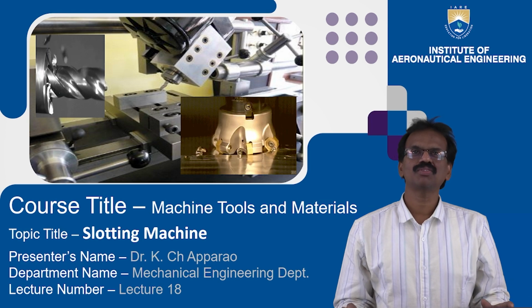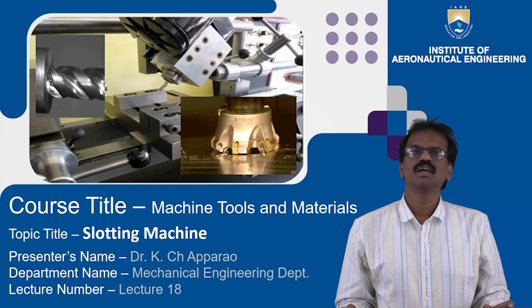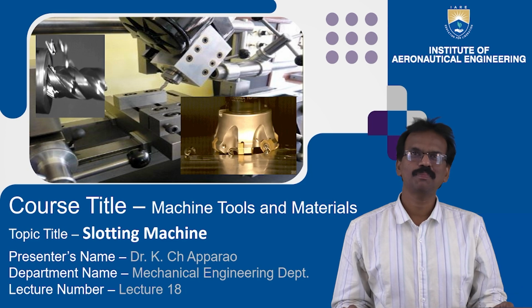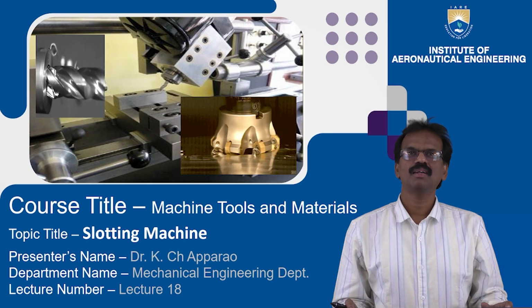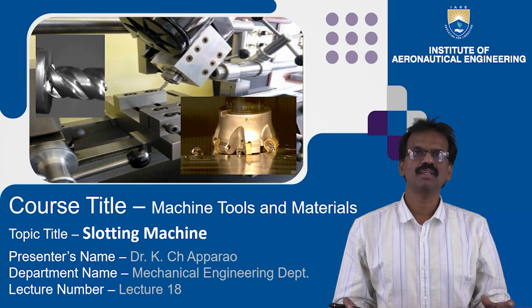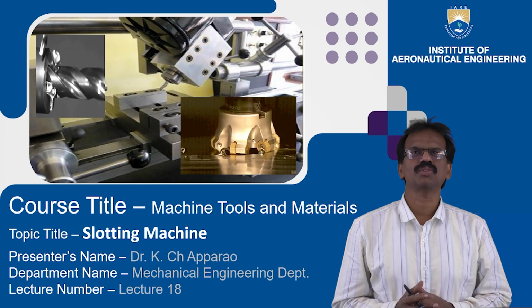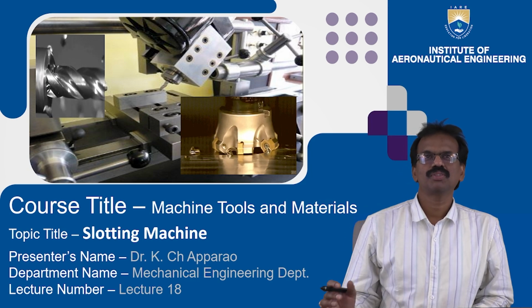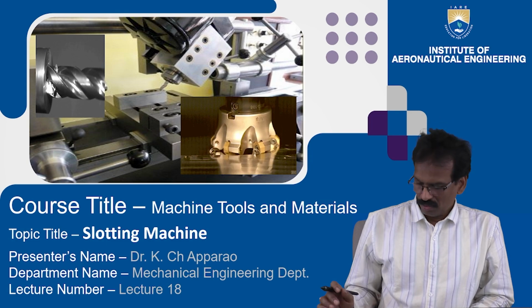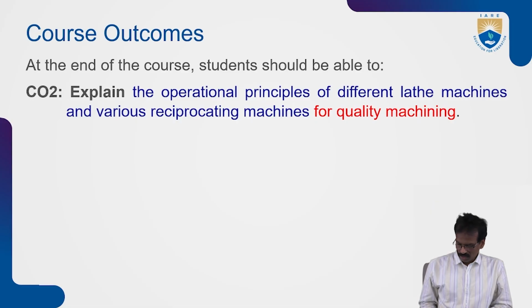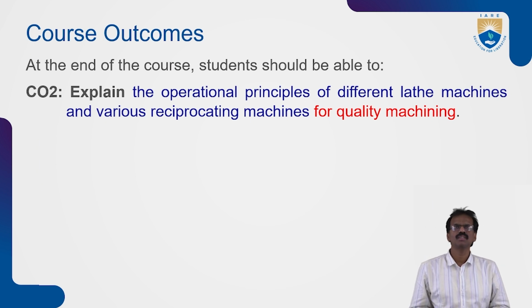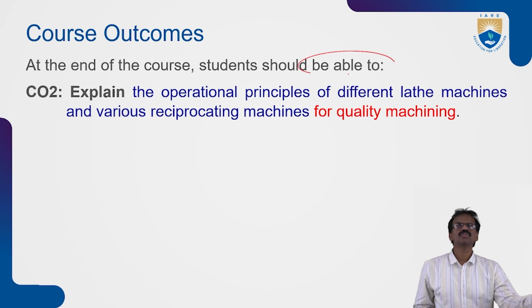In previous classes we already discussed reciprocating machines, mainly the shaping machine, and last class we discussed the planer or planing machine also. So in this class we'll see about the slotting machine. What are the main parts of the slotting machine? What is the working principle of this slotting machine? Also, we'll see. So this one is the course outcome.